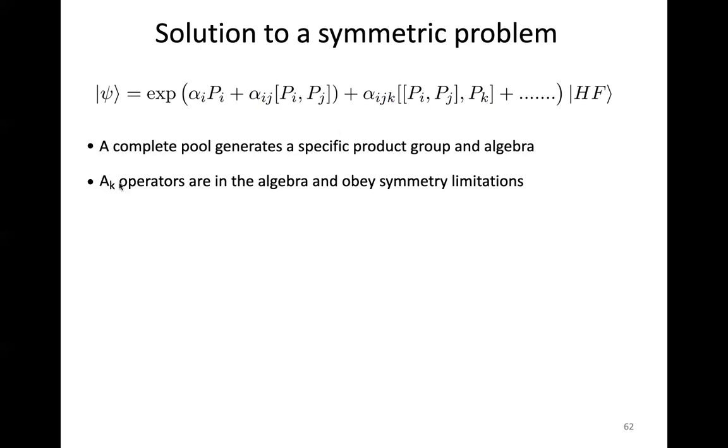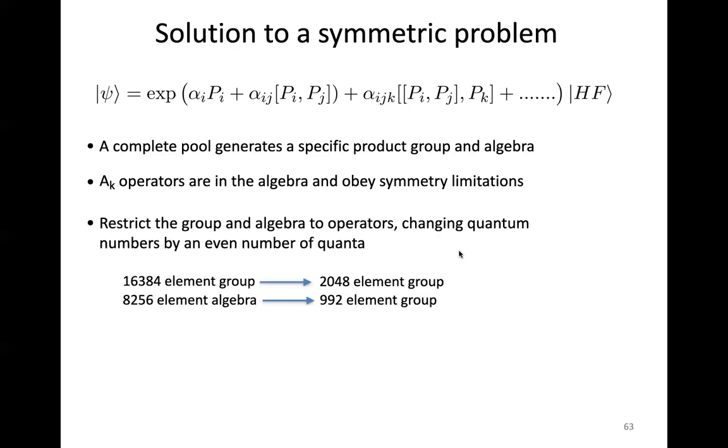I'm sorry. So these commutator operators, they are in the algebra generated by the complete pool, but at the same time, they must obey these symmetry limitations, that basically they will take the Hartree-Fock, which is a state of a well-defined spin, number of particles and parity, to exactly the state which has the same quantum numbers. Which means that we don't have all possible operators here, but only some in this superposition, not all algebra operators, but only some.